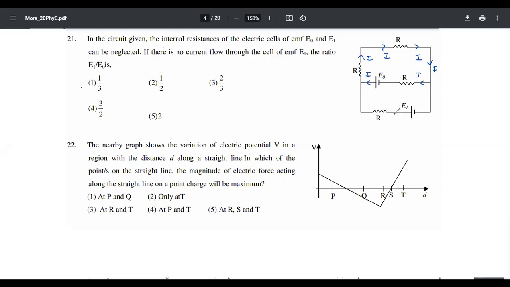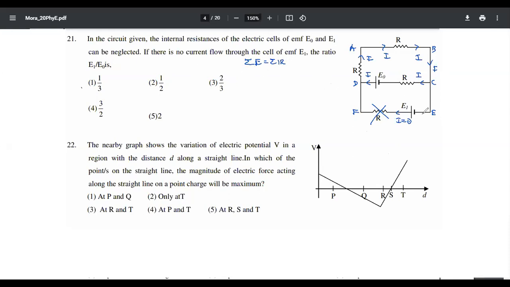And there's no current through this loop. That means this R is useless. So what can we do here? We need to find out E1 over E0. I'll quickly put the letters A, B, C, D, E, F. Now I'm going to apply Kirchhoff's law quickly. Delta E equals delta IR. And what should I find? E1 over E0.